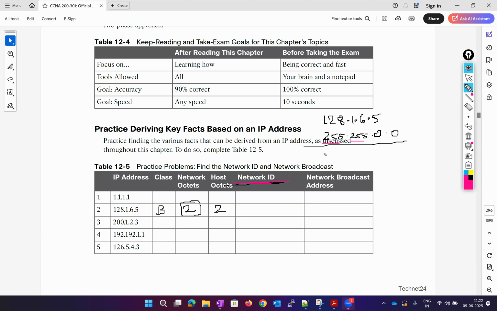Wherever there is 255, copy that value down, 128.1. And wherever there is 0, write down 0. This is your network ID. Okay. Now, to find out the broadcast ID, convert these zeros to 255. 128.1.255.255. So this IP address 128.1.6.5 lies between these two IP addresses. Somewhere here, in between these two IP addresses.